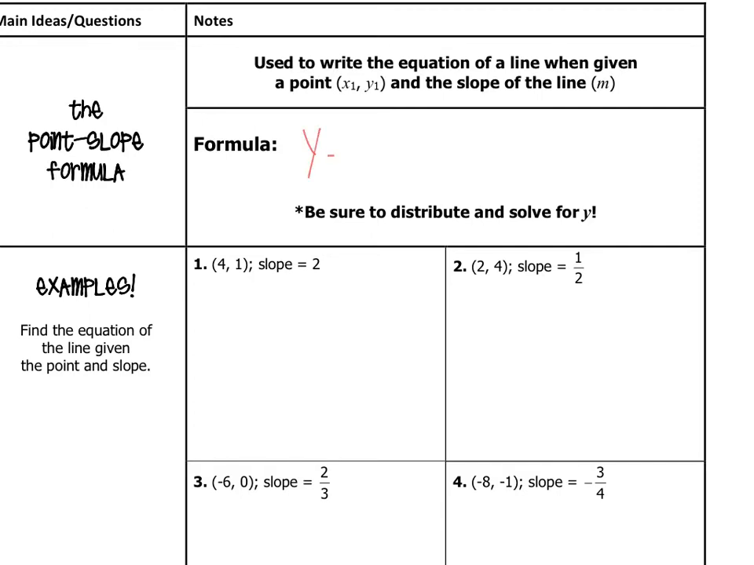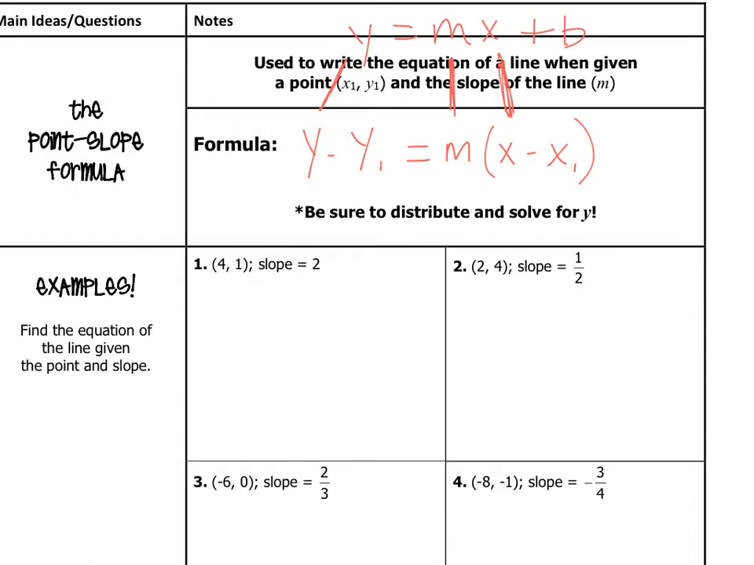It says y minus y1 is equal to the slope, that's m, times the quantity x minus x1. Okay, now above this I'm going to write our favorite equation, y equals mx plus b. And you'll notice there's some similar parts, right? I see a y in both of those. I see m in both of those. I see an x in both of those, okay?